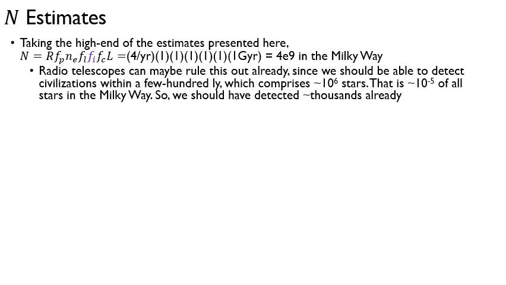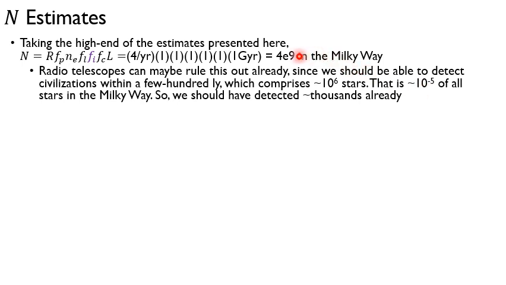So as I mentioned, with our current radio telescopes, we can detect military radar type signals out to a few hundred light years. And a few hundred light years from our sun comprises around 1 million stars, ballpark. And there are about 100 billion stars in our galaxy. And so around 10 to the minus 5 of all stars in the Milky Way.